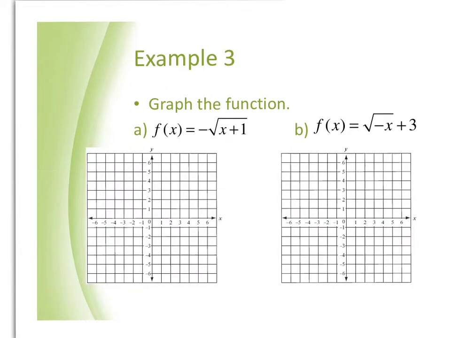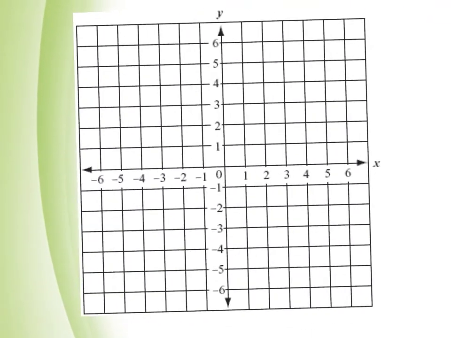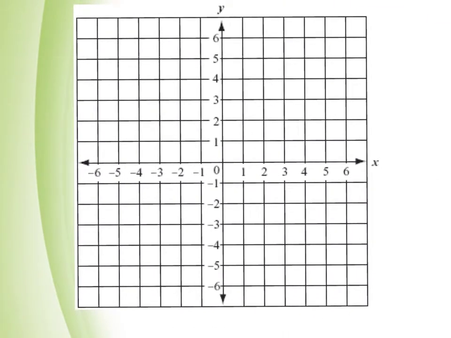Okay, so here are the first examples that we're going to look at. So we are going to graph f of x is equal to negative square root of x plus 1. Remember, always start by graphing the parent function. So I'm going to graph the parent function. Here are some points that correspond, and now I can transform these points. Here are what I'm going to move.